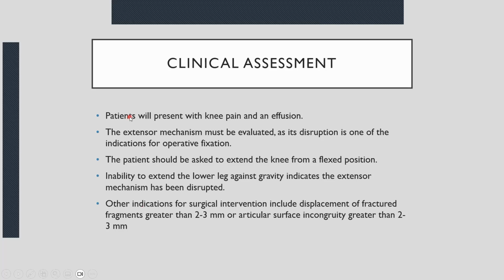As I've been saying, patients will present with knee pain and a knee effusion. The extensor mechanism must also be evaluated. So this is one of the things that I was talking about. It's very difficult for us to actually extend our tibia and fibula without the patella. And disruption of the mechanism means that your patient's going to be unable to bear weight and extend if it's not fixed operatively. So what you've got to see is, can this patient extend their leg?